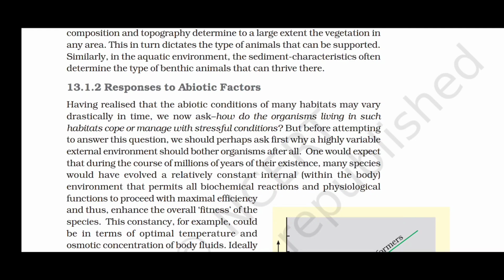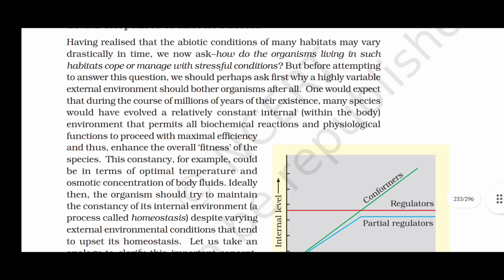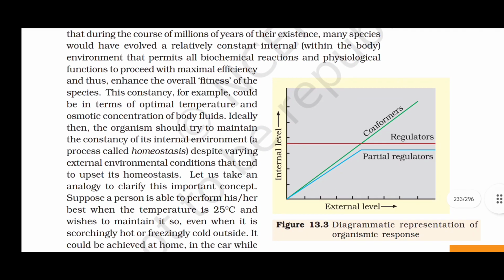This constancy, for example, could be in terms of optimal temperature and osmotic concentration of body fluids. Ideally, then, the organism should try to maintain the constancy of its internal environment, a process called homeostasis, despite varying external environment conditions that tend to upset its homeostasis.